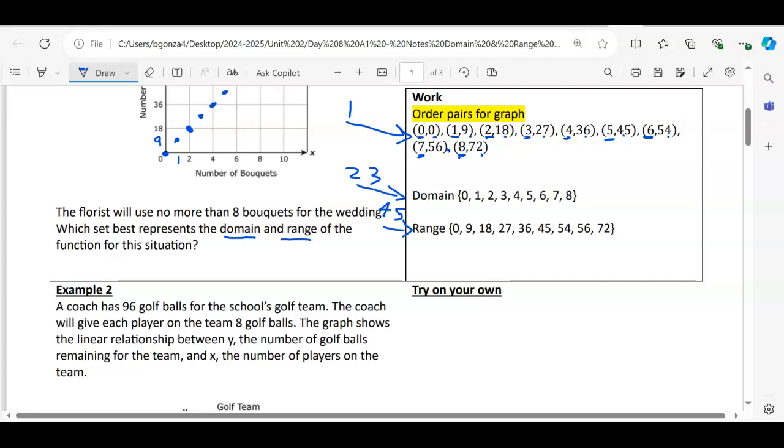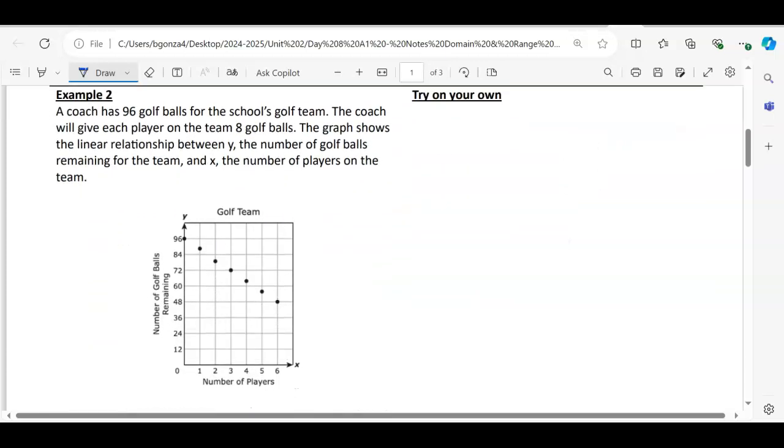So look, example 2 is a word problem. What do I want you to do for a word problem? What's step 1? Read it. All right, so let's do that. Example 2, a coach has 96 golf balls for the school's golf team. Okay, so he's got a bunch of these golf balls, and it says the coach will give each player on the team 8. Okay, now if he's giving away 8, is that going up or going down? It's going down, right? He's giving them away, so look how the graph is going down. It makes sense, right? He's subtracting 8 each time.